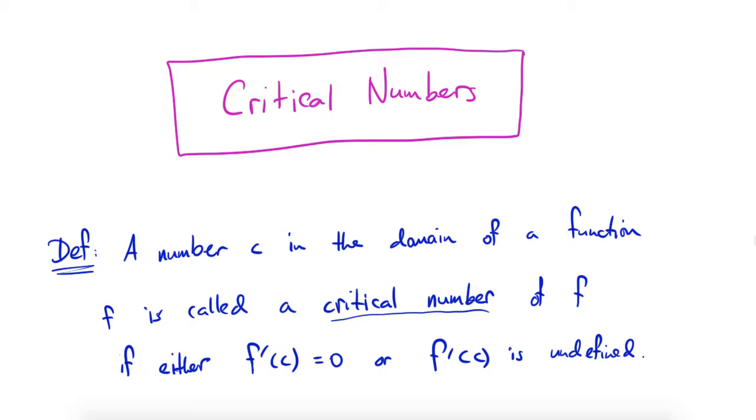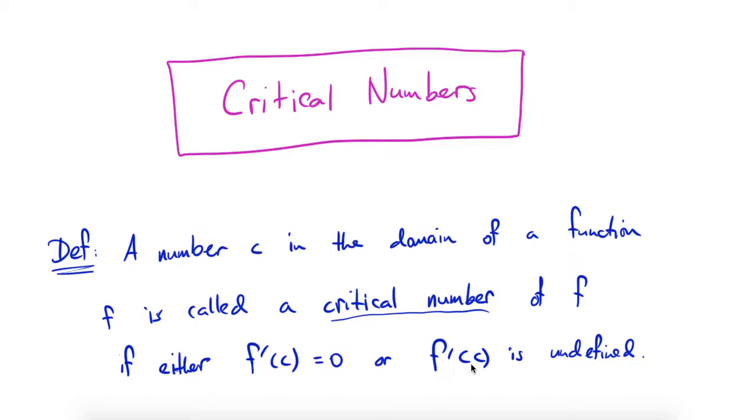In this video, we're going to be talking about critical numbers. So let's just dive right in. The definition here: a number c in the domain of a function, that's important. This has to be in the domain of your original function. And it's called a critical number if the first derivative is 0 or the first derivative is undefined.